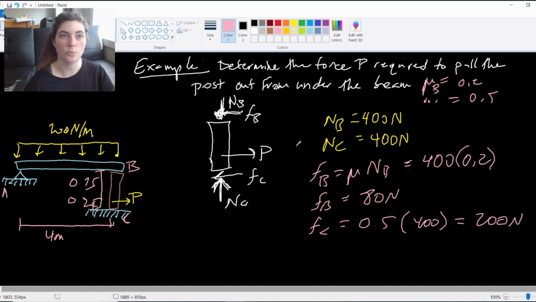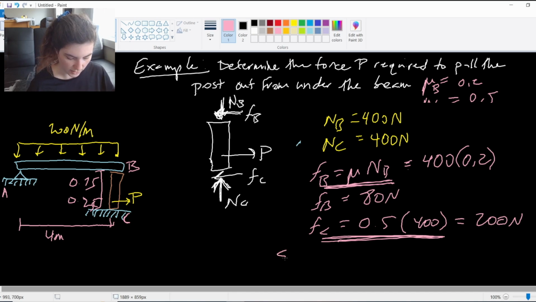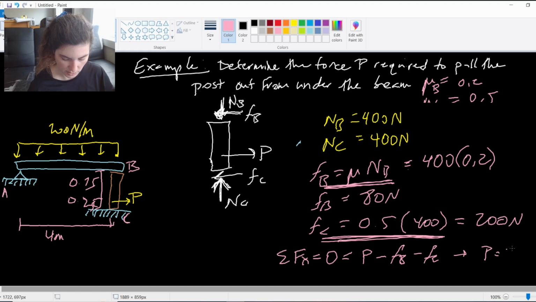So this is the case where they are both slipping. They're both using this F equals mu N equation. There's no tipping. I didn't apply a moment anywhere. This is both slipping, right? These are their theoretical maximums. Both of them are going to be slipping. So if I do my sum of X forces equals 0, I get P minus FB minus FC gives me P is 280 newtons.